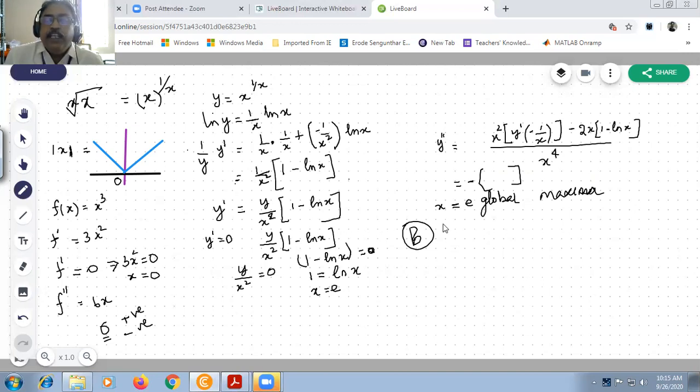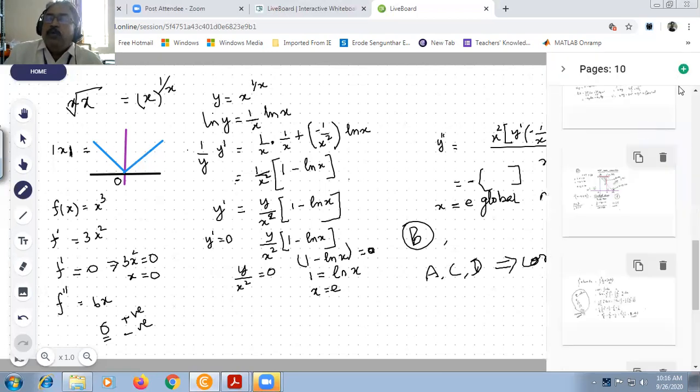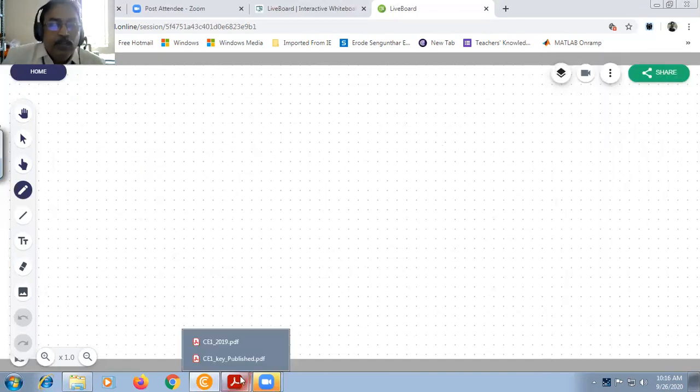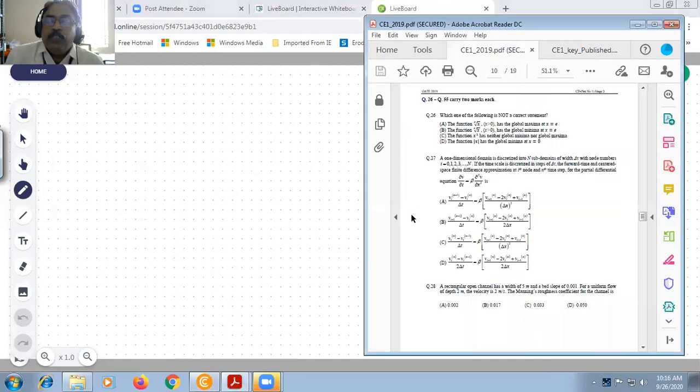Okay, A, C, and D are true, which we have already proven. The question is which is the not correct option? Okay. So we have to differentiate and we have to find the answer. Okay. So what is the next question? We pass on to the next question as it is.